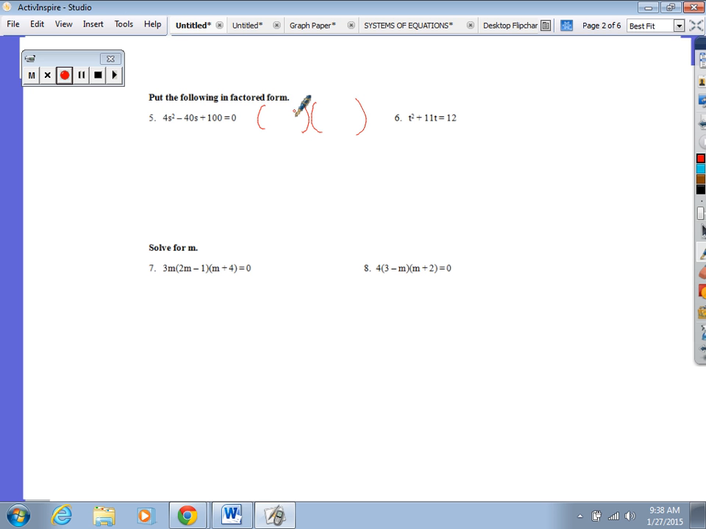Now, we're going to do 7 and 8 together. It says solve for m. What property do you notice that this is? It has a 0, it has a product, and it's a rule. So zero product property. Good job, Cameron.